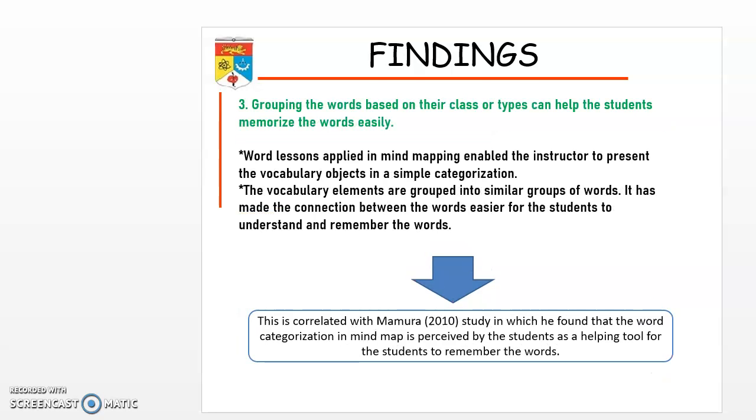Next, grouping the words according to their word class or types can help the students to memorize the words easily. The word categorization will help the students to relate the words and makes it easier for the students to remember the words. This is also related to another study by Mamura, in which they said that word categorization made the students remember the words better.